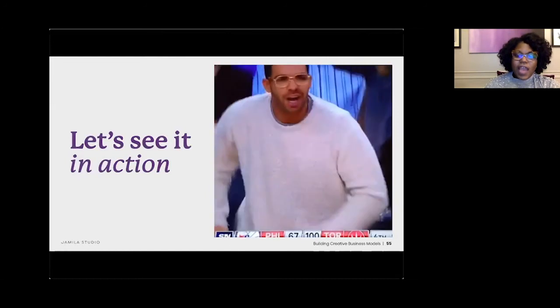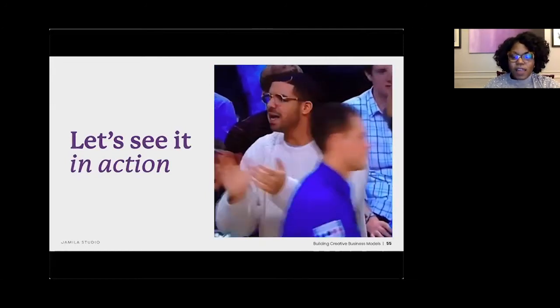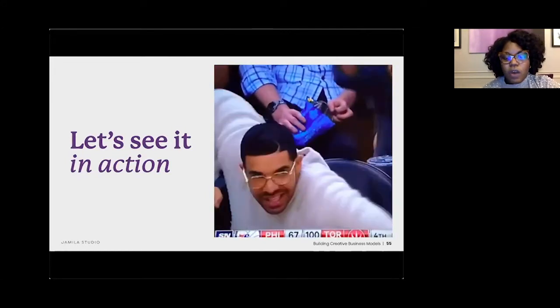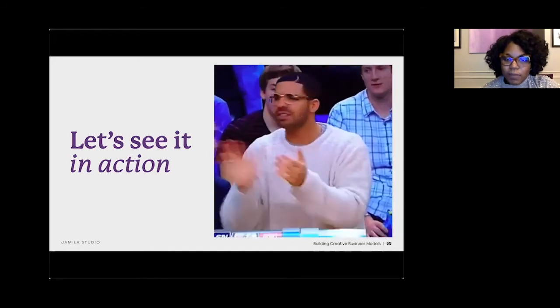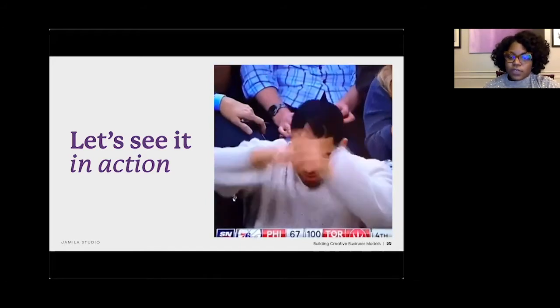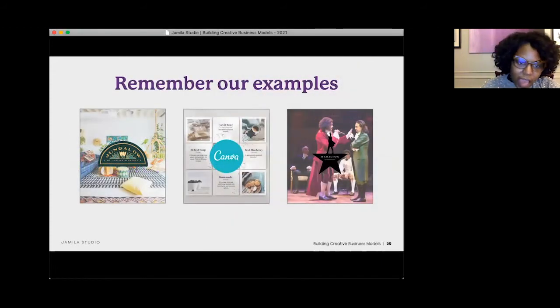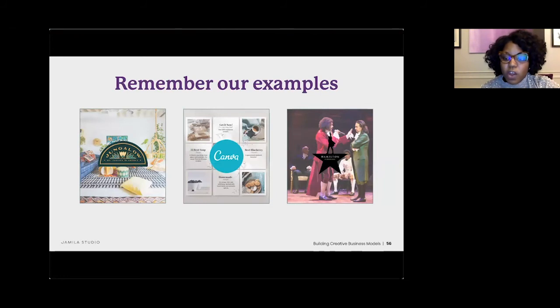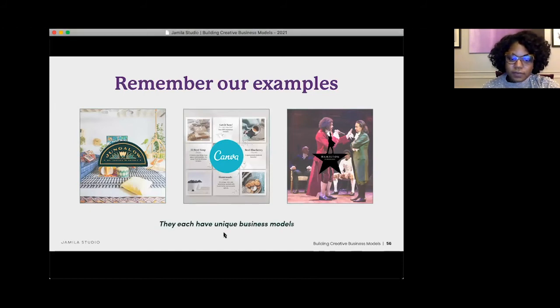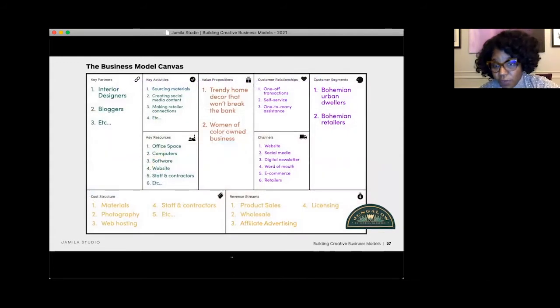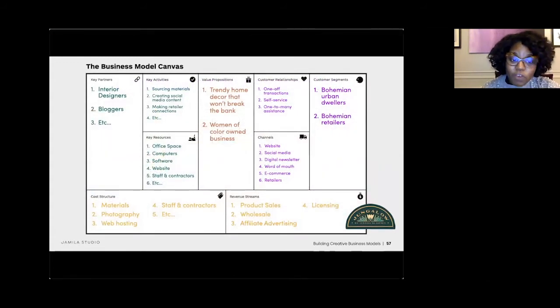Okay, now let's see it in action. I went through all of this, and I definitely told you that I wanted to take the last couple of minutes to share 3 business models that you can steal. And hopefully you realize that it's the 3 examples that we've literally been going through the entire time. So Jungalow, Canva, and Hamilton. They each have unique business models. And know that over the course of this presentation, we've literally filled out this box for them.